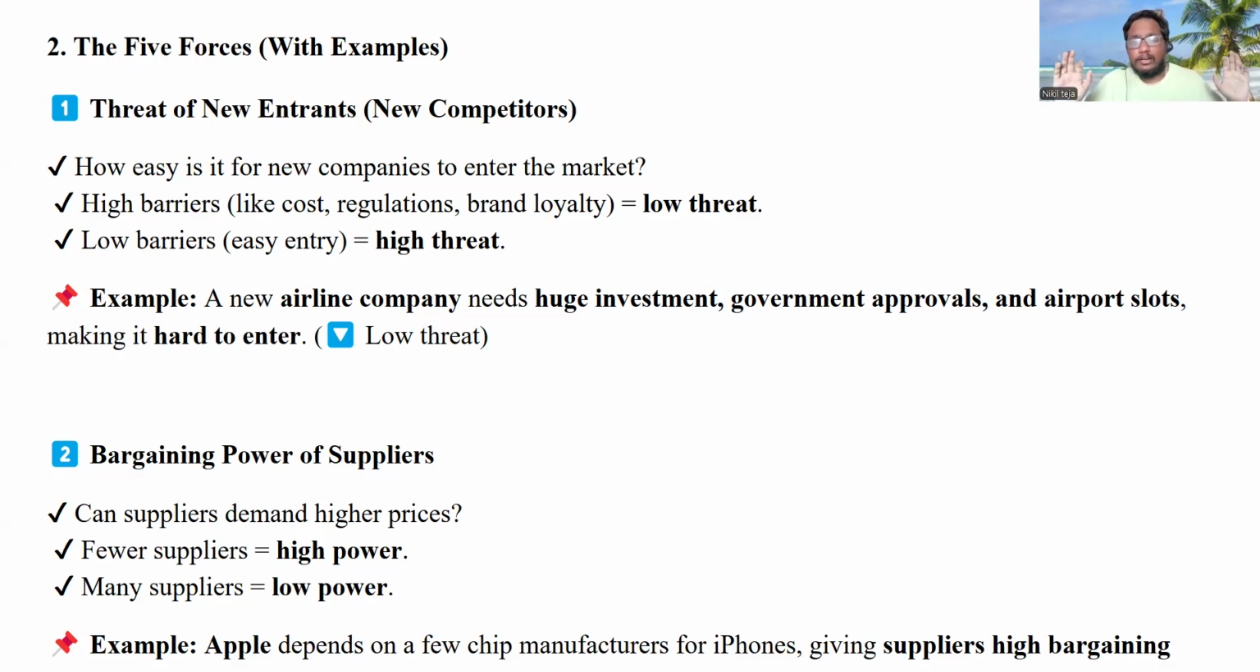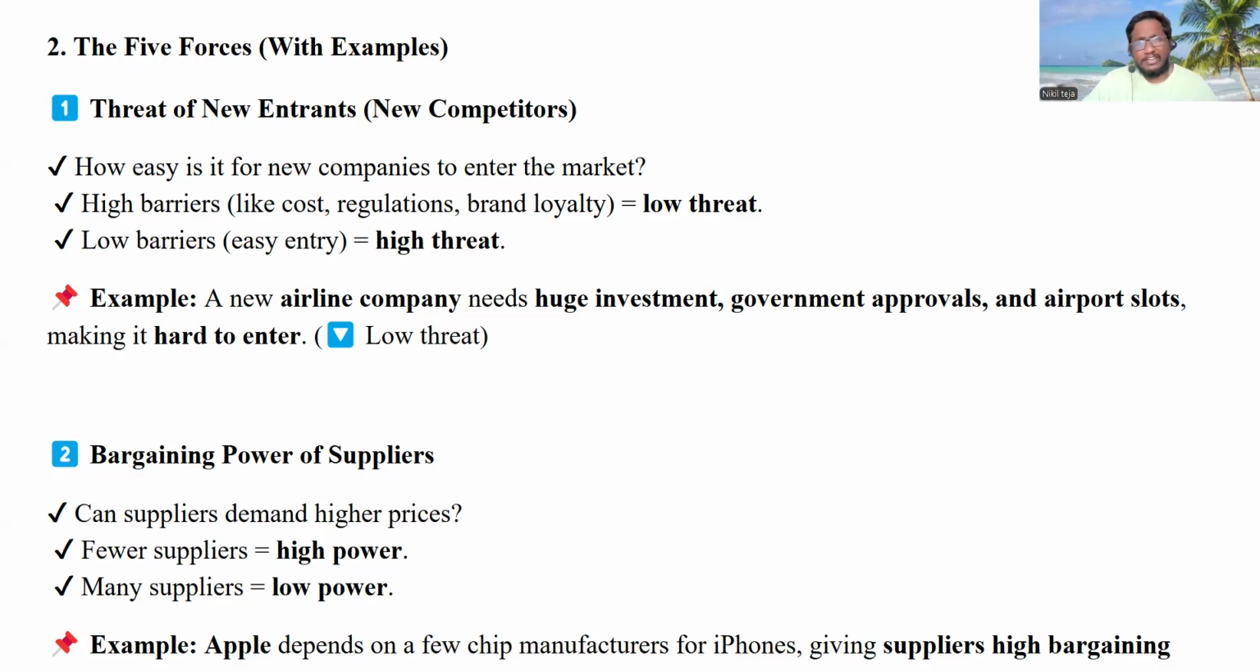Let's take an example. I am a company, Nikil Solutions. If I have only a few suppliers in my industry, they can bargain with me. They can demand more prices in order to produce the raw material. So they will have high power, right? When coming to the second point, many suppliers means low power.